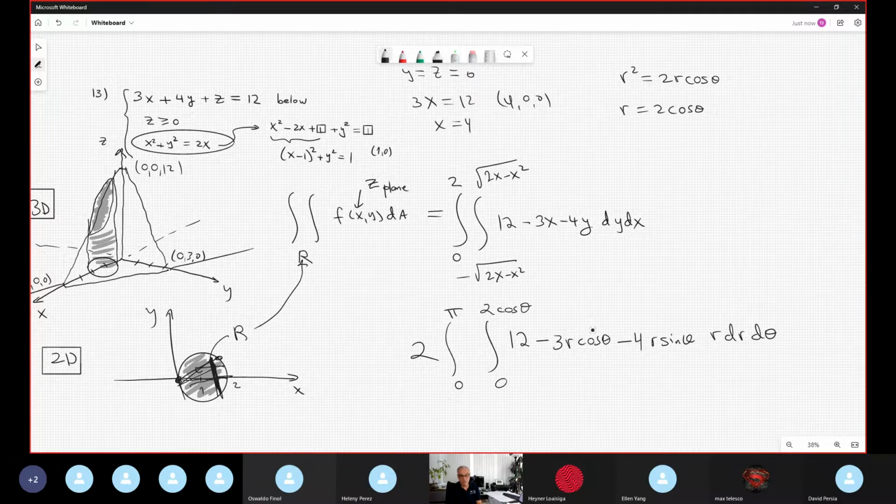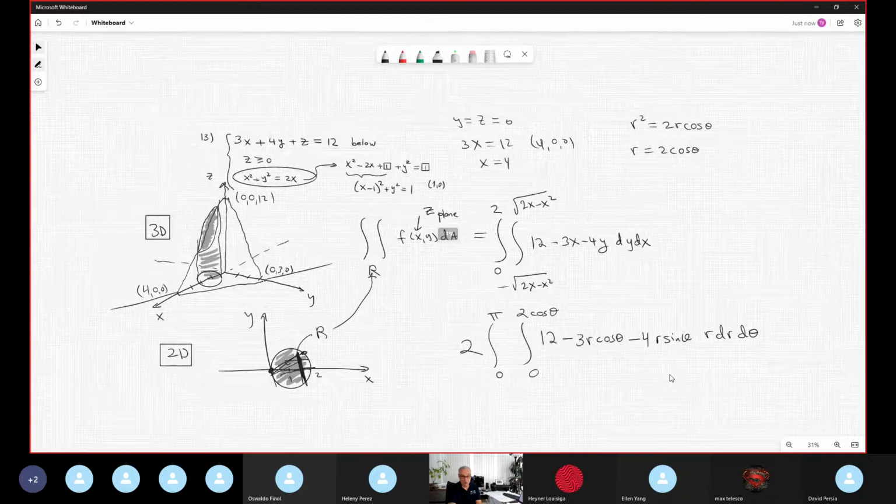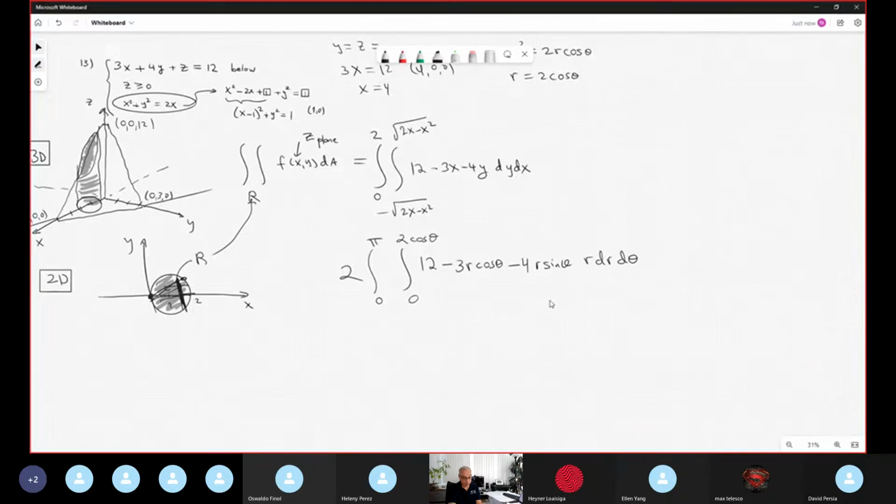Okay. Either way, this is a too long process. Now the complicated part is the integration, that part. Of course, I did it on my paper. The answer is 9 pi. Okay.